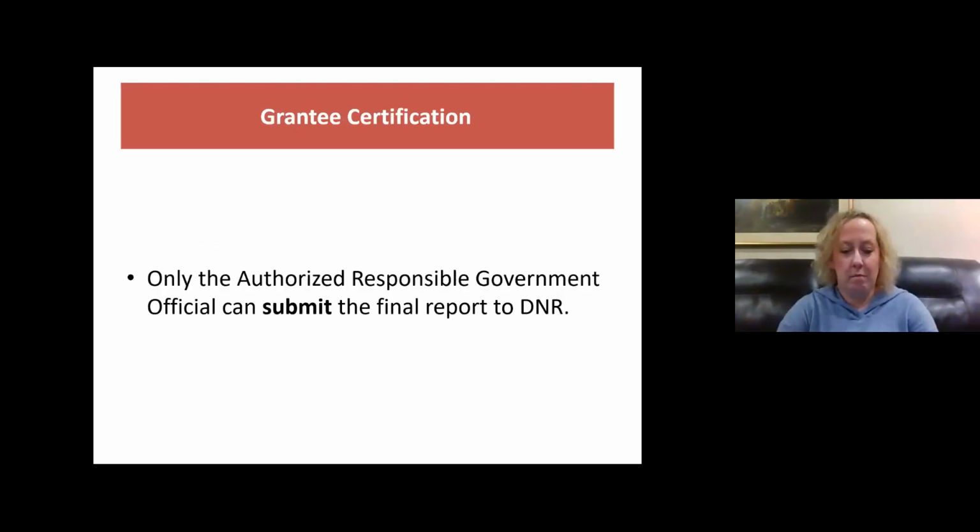And like with most everything in our grants, only the authorized government official can submit that final report. And again, they will be doing that via BITS. And we'll want to see that they were in fact the one that submitted that to DNR via the new data system.